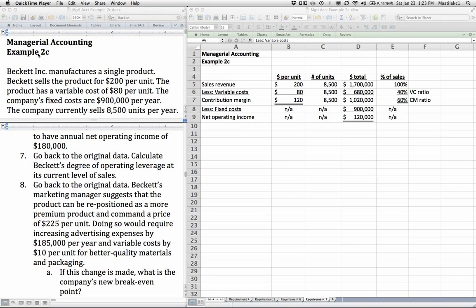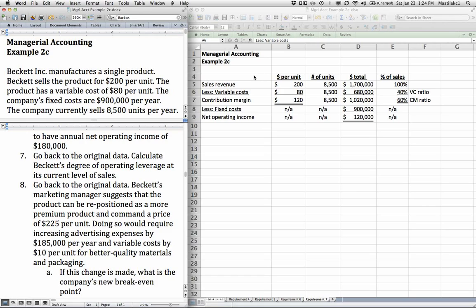Continuing example 2C, requirement 7. Go back to the original data. Calculate Beckett's degree of operating leverage at its current level of sales. Degree of operating leverage is a measure of riskiness or sensitivity of changes in net operating income to changes in sales revenue.